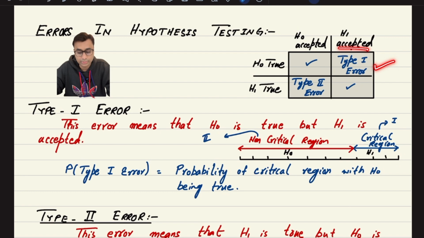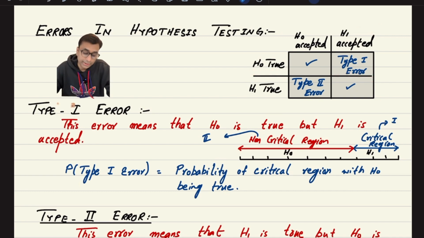So you can get a question where the examiner may ask you to calculate the type 1 error and the type 2 error. Once you have identified the critical region, you know what part belongs to H1 and what part belongs to H0, and that region's probability is going to be the probability of type 1 and type 2 error. As far as type 1 error is concerned, that's the probability of the critical region when H0 is true, because you have accepted H1.